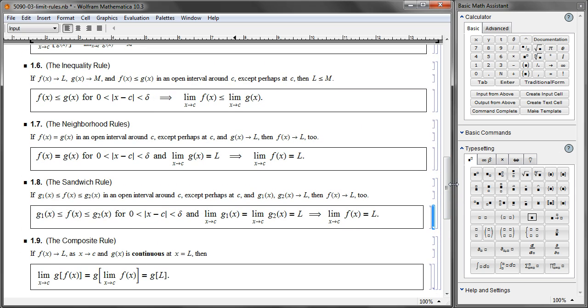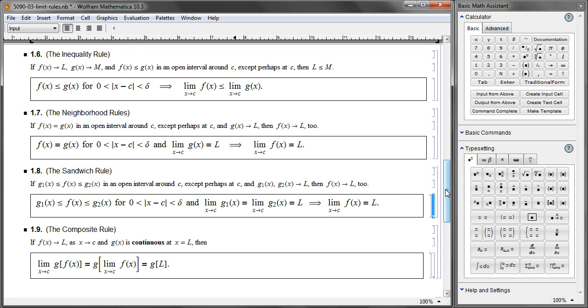And finally, the composite rule, and this one we're going to use only sporadically. Actually, excuse me, I take it back. We will use these, but except for some very special cases, we'll try to avoid this rule because the notion of continuity is very difficult to establish. Anyway, if you have a continuous function, the limit of a composite function is the function value of the limit, and that's for a continuous function.